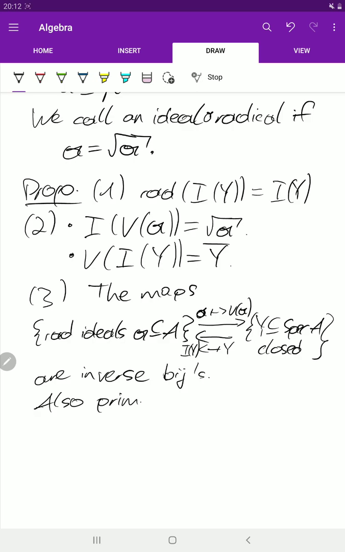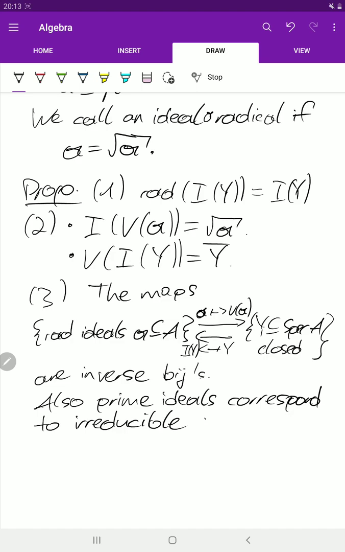And also prime ideals correspond to irreducible subsets under these maps. I'm not sure if we defined what irreducible is, so let me mention it when we actually prove it. Okay, so that's the plan for today. And now let's prove it.